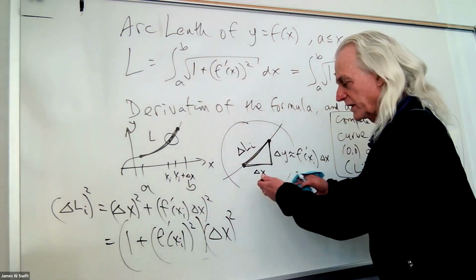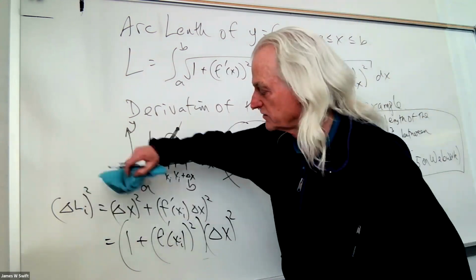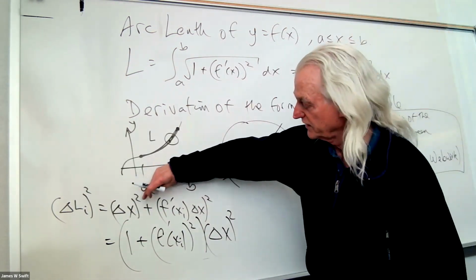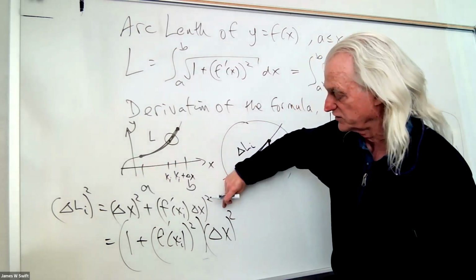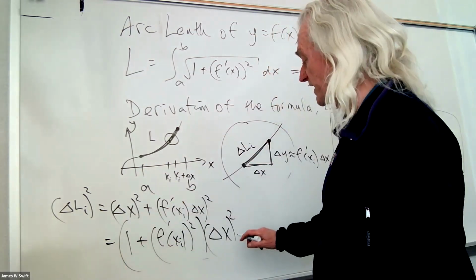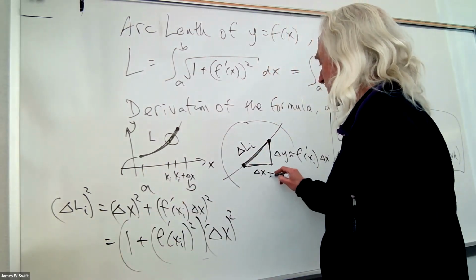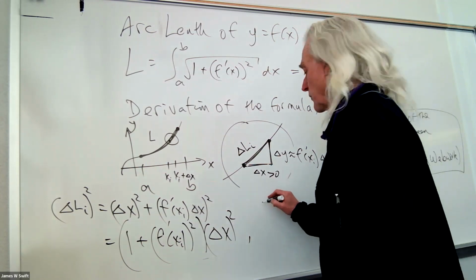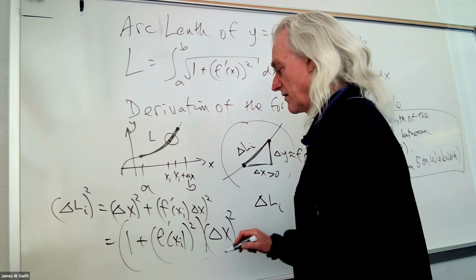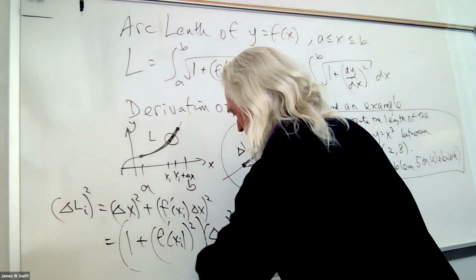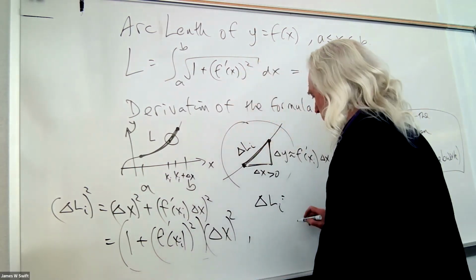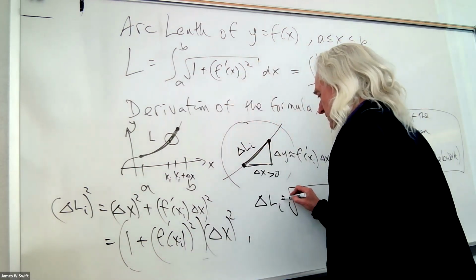Here's our little picture. So this length squared is that squared plus that squared, but both of these terms have a delta x squared in them. I factor that out, and now I take the square root of both sides. Let's not forget that delta x is positive. So the ith delta L is going to be the square root of that term times the square root of that term. The square root of that term is just delta x. The square root of the other term can't really be simplified.